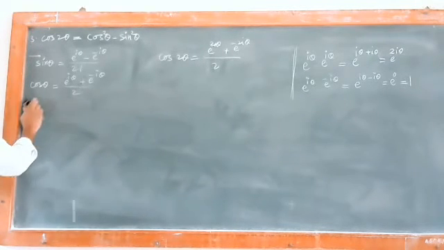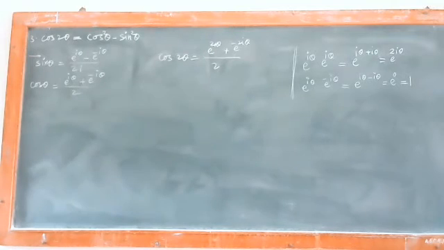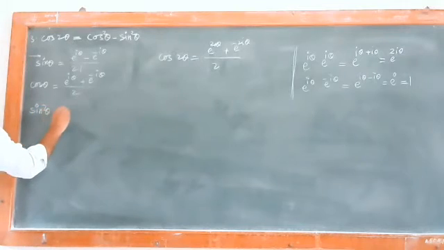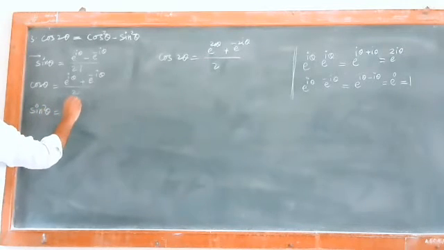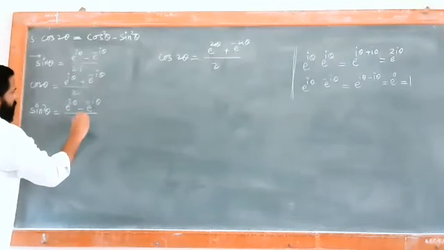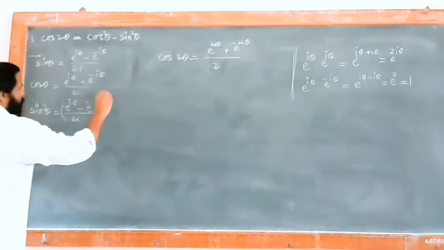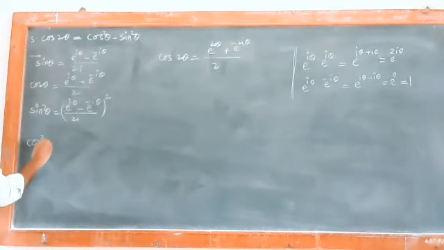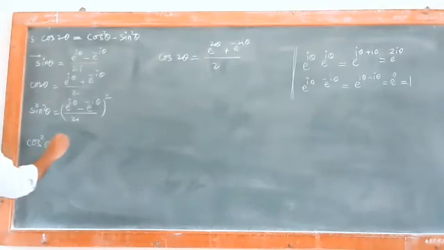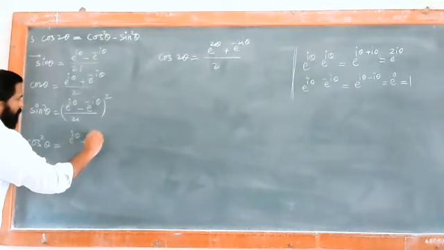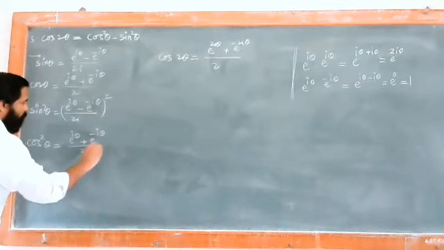Before that I will make a square of this, that is sin square theta is nothing but e raised to I theta minus e raised to minus I theta upon twice I, and its square. And the second thing is you have to make a square of this cos, that is cos square theta, which is nothing but e raised to I theta plus e raised to minus I theta upon 2, and its square.